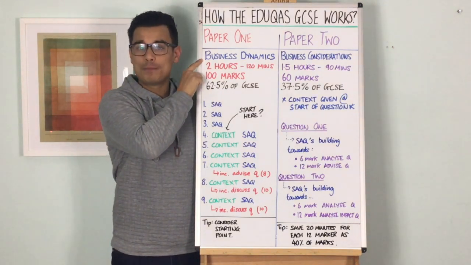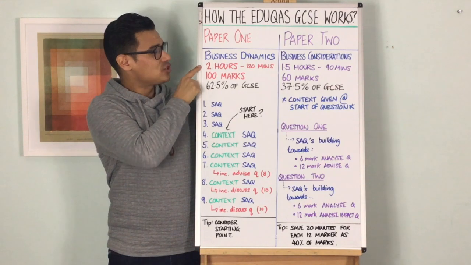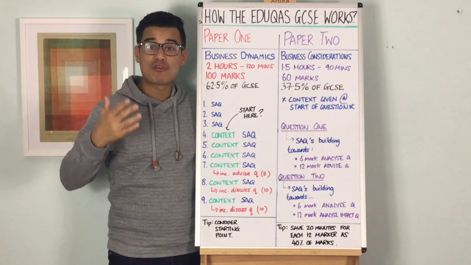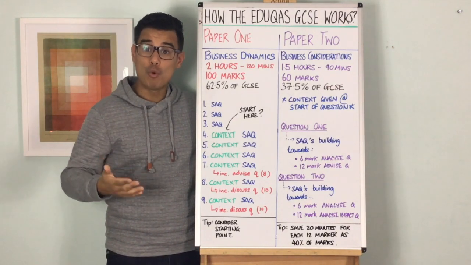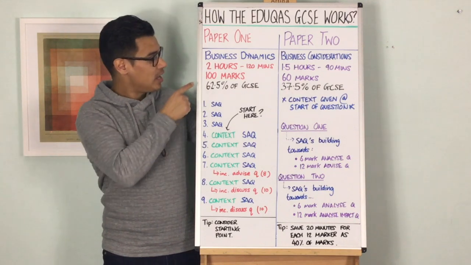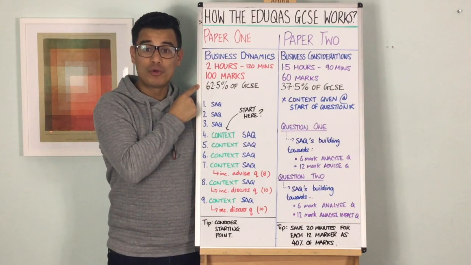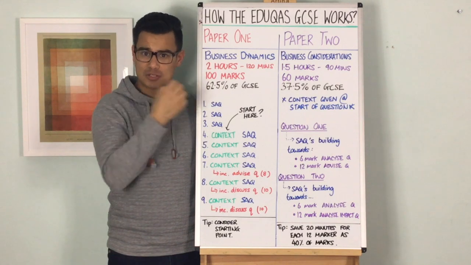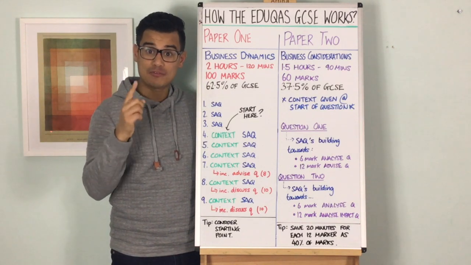Paper 1 is called Business Dynamics, and it's 2 hours long, so 120 minutes, and there are 100 marks on offer, so more than a mark a minute. It equates to 62.5% of the GCSE, so it's the biggest, the most important paper for you.